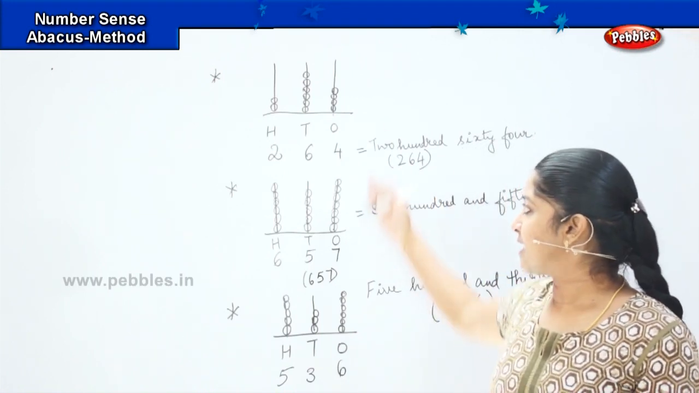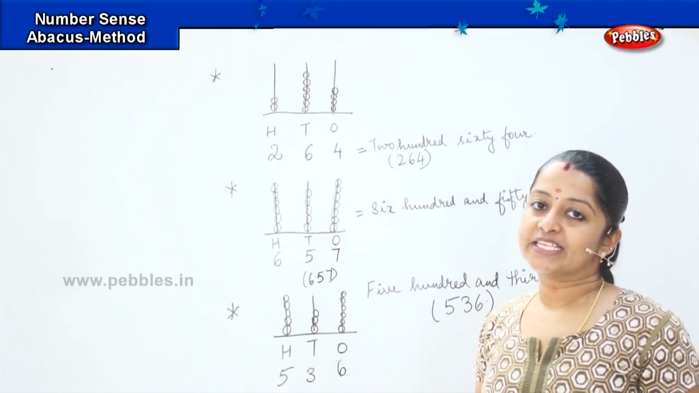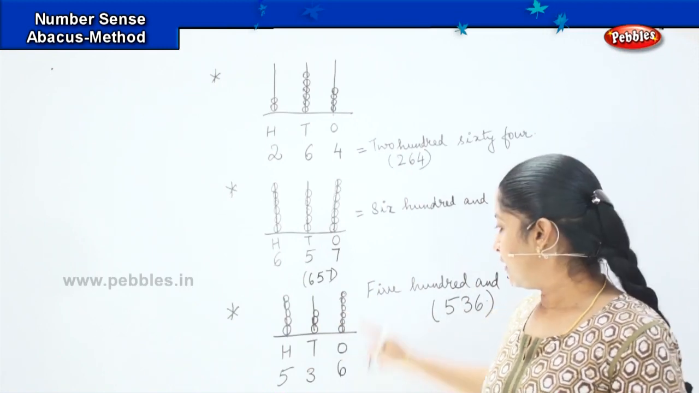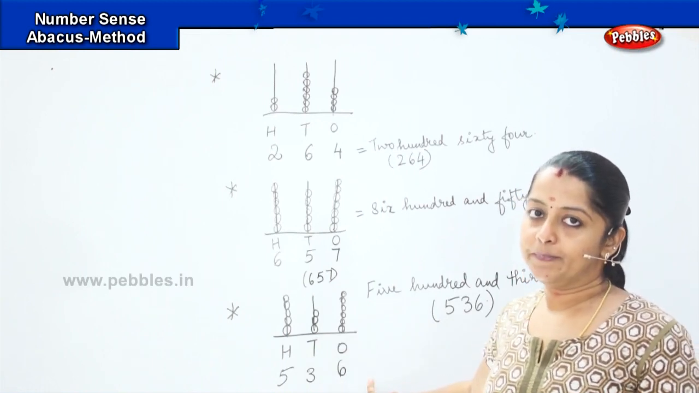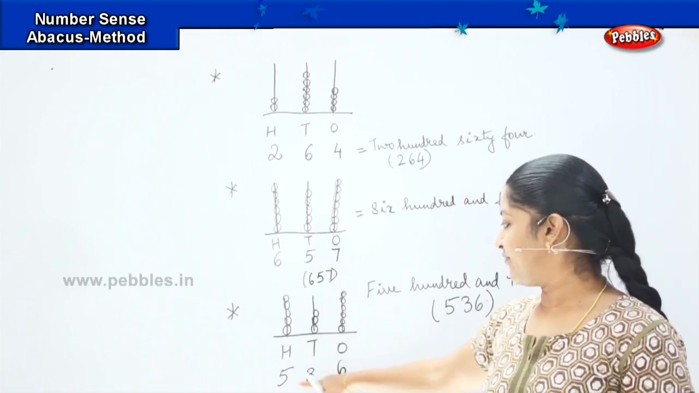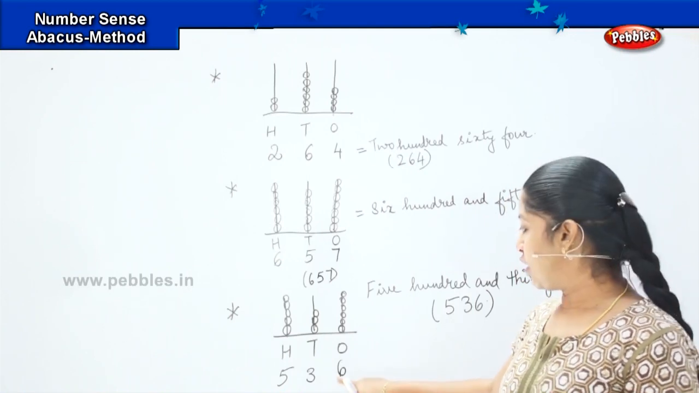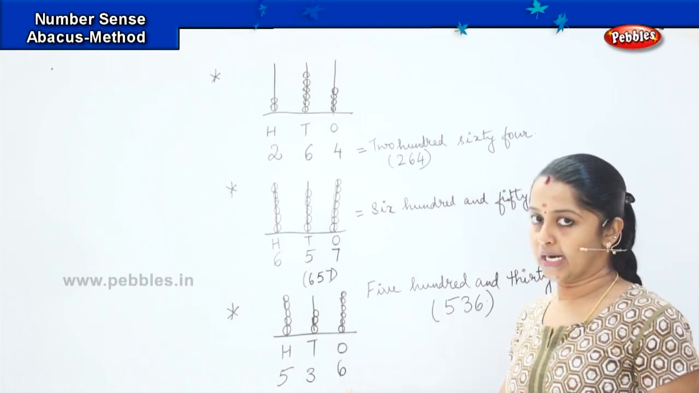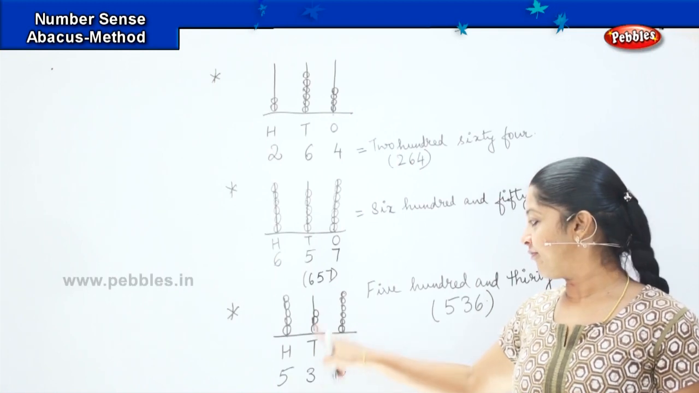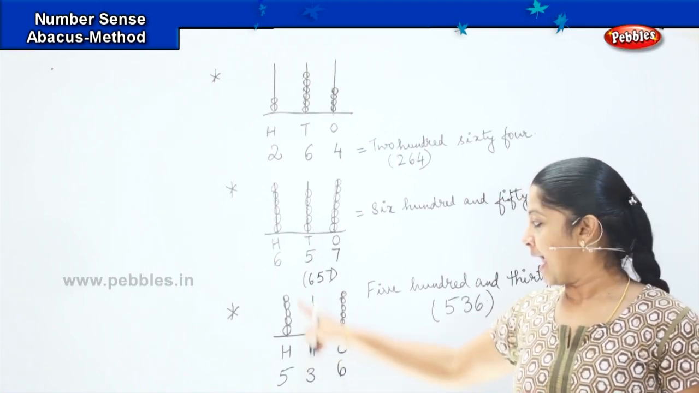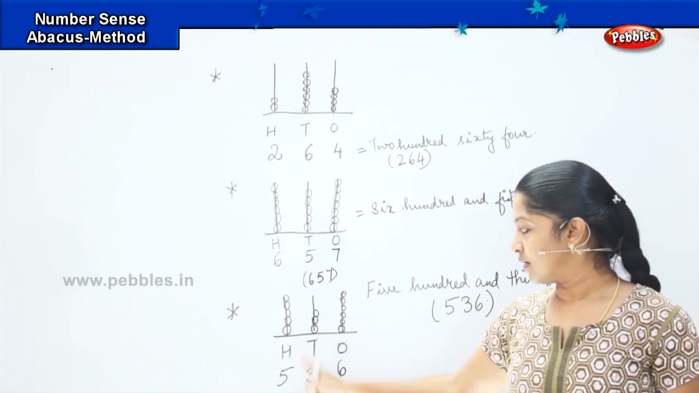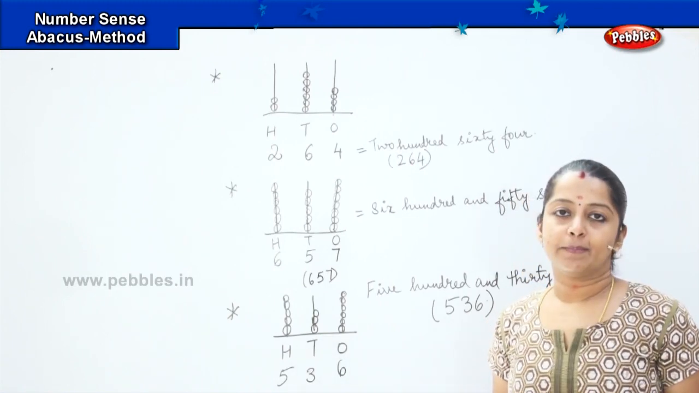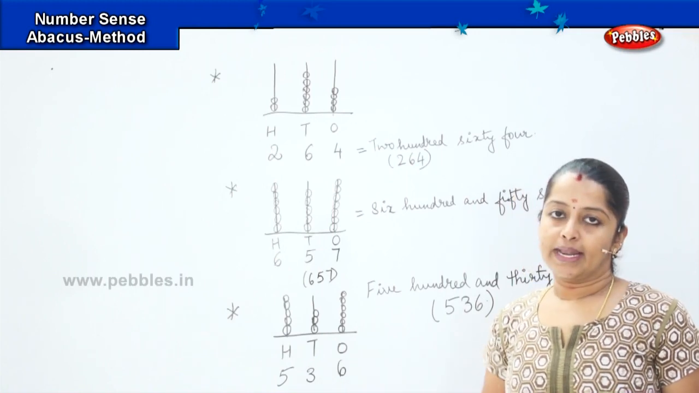Now this has taught us what a place value means, right? Based on which column the number is lying in, we decide the place value. For example, in 536, the place value of 6 is ones, the place value of 3 is tens, and the place value of 5 is hundreds. So based on the respective column, we decide the place value of the given number.